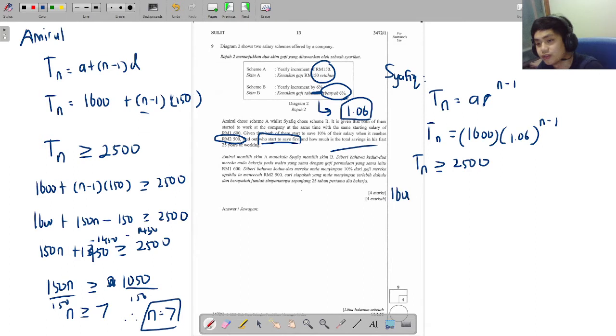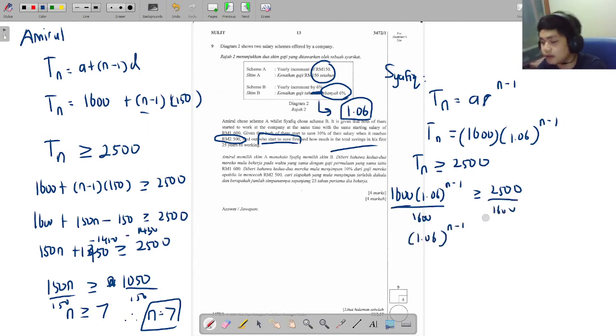So 1,006 times 1.06 to the power of n minus 1 is greater than or equal to 2,500. So divide both sides by 1,006. So I'll get 1.06 to the power of n minus 1. Okay, this one is a decimal. 1.5625.